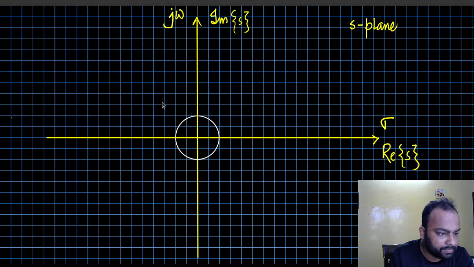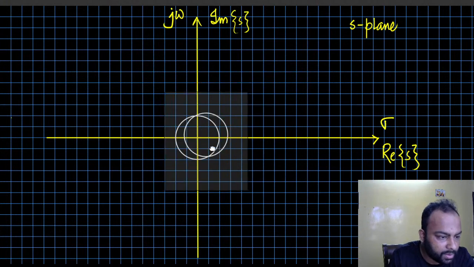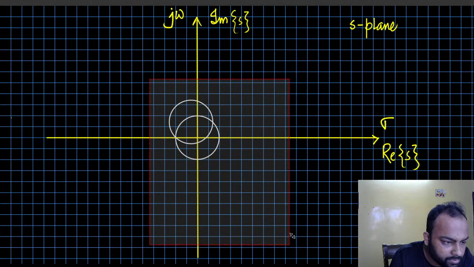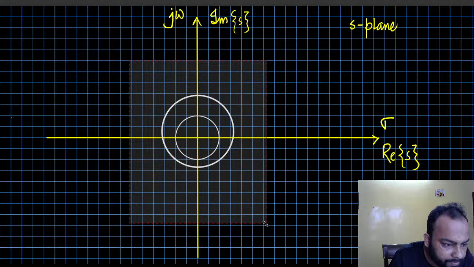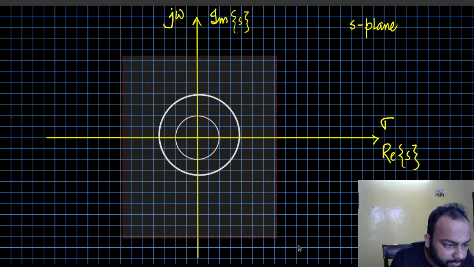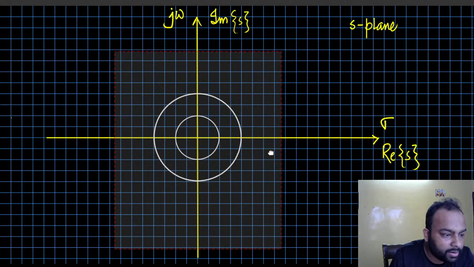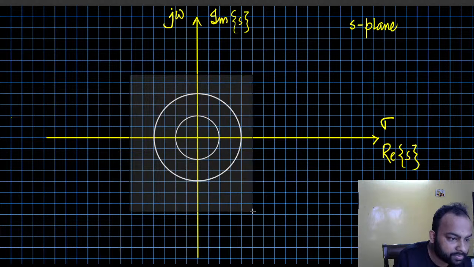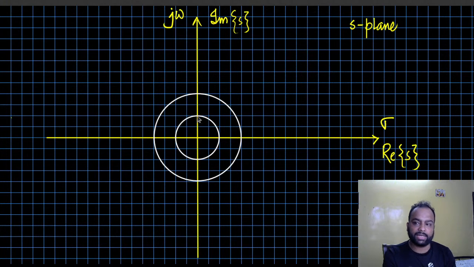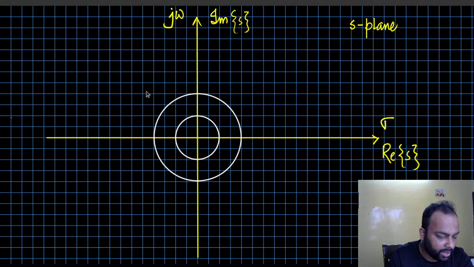Let me draw another circle. Again, I am trying my best to be a good artist here. That's another circle, and any point on this circle will have the same distance from the origin. So if I have pole pairs anywhere on this circle, they would have the same value of omega n. Got it? Let me draw another circle then.